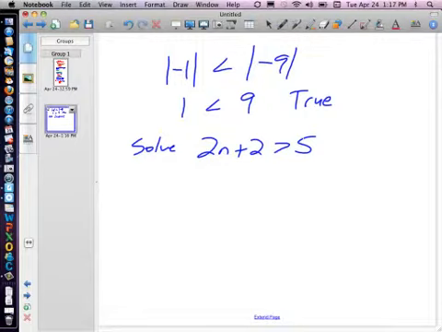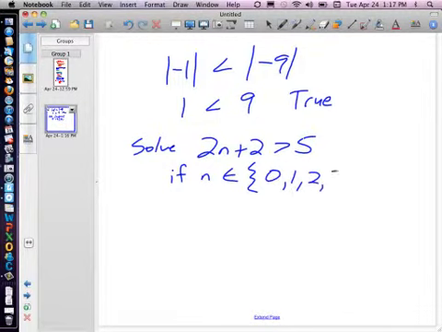So if n, and this little symbol means possible values of n, so we use 0, 1, 2, 3, 4, and 5. And you can probably do this mentally. So we'll start with 0. 2 times 0 plus 2 would be 2. So 2 is not greater than 5, so that's not the correct answer.